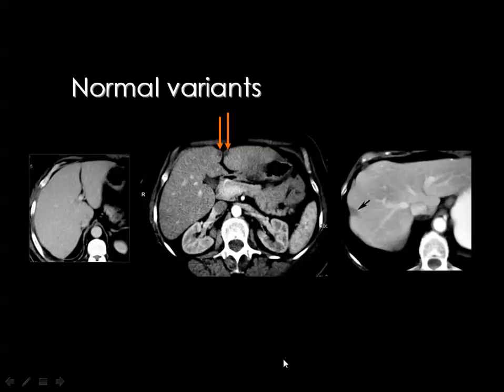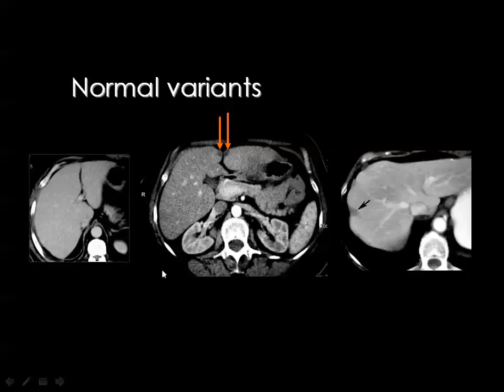Then if you look at the liver, you should not see any focal lesions, and I should emphasize this finding in particular because it is usually mistaken for hepatic focal lesions, and they are just artifacts. Whenever you see focal lesions on one side or on both sides of the fissure for ligamentum teres, you can ignore these as artifacts.